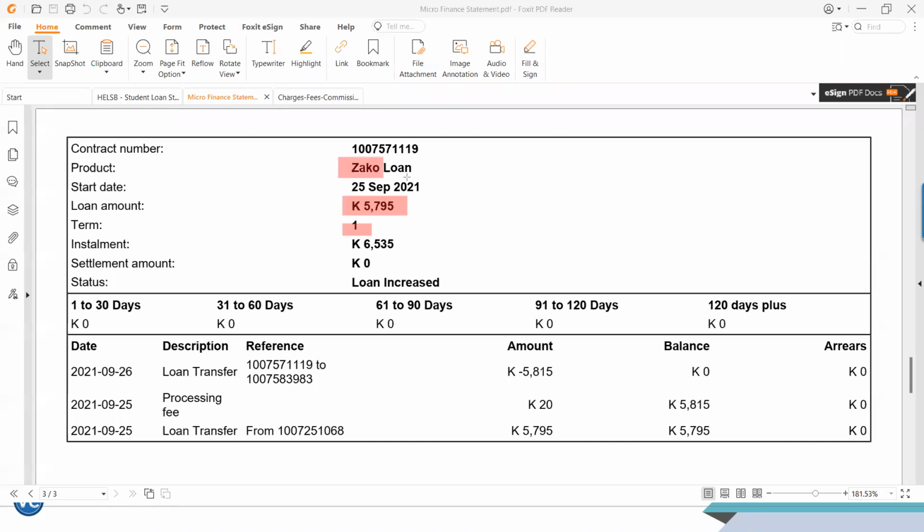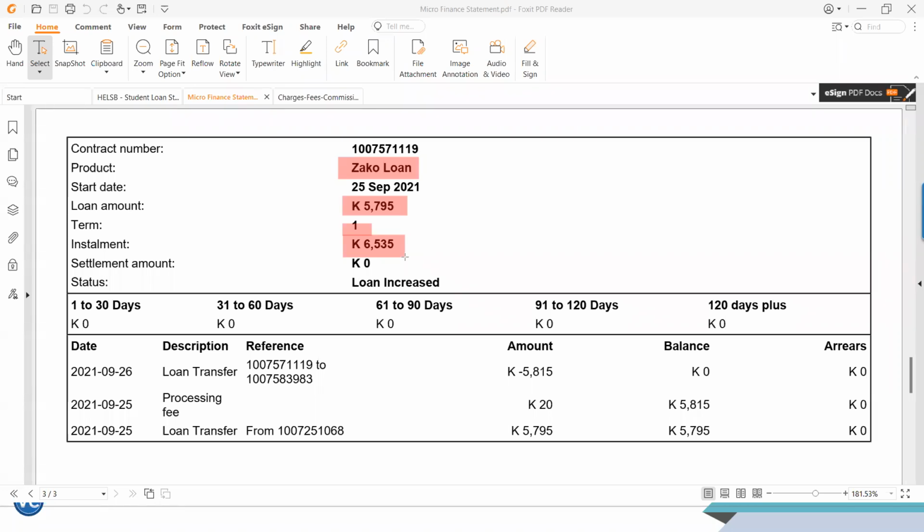The product, so the first one we looked at was called Zaku loan. I mean, this one is called Zaku. And then it even gives you the number of terms and how much your installment is. So here, this 6,500 kwacha is the amount that you're supposed to pay back, and you pay this in one installment. So it's a 1 month kind of loan, a quick thing. You want to solve a problem here, quick, sharp, you pay them back their 6,535 kwacha, you are done.